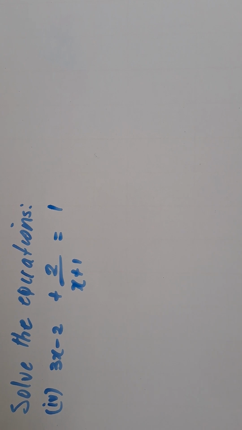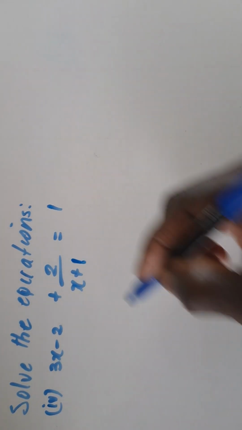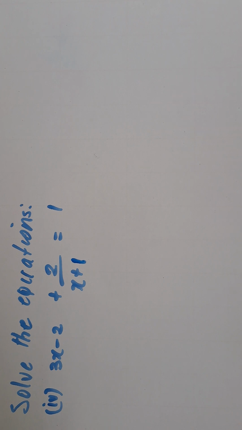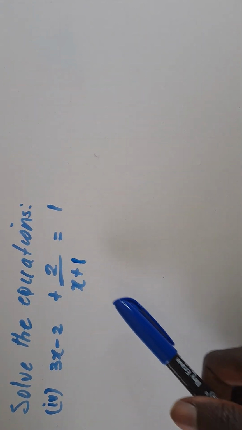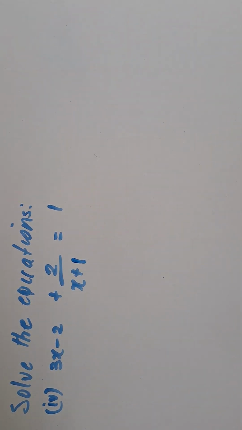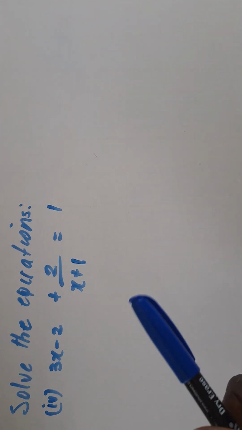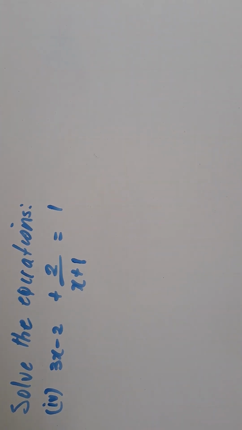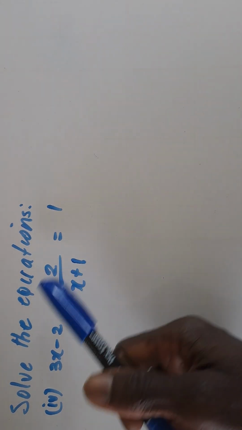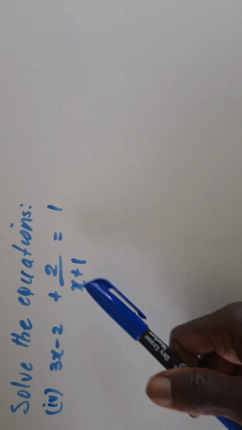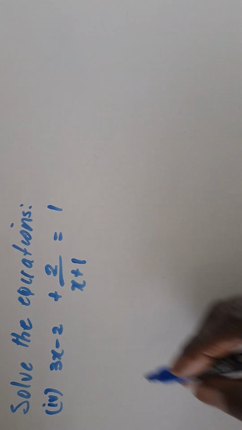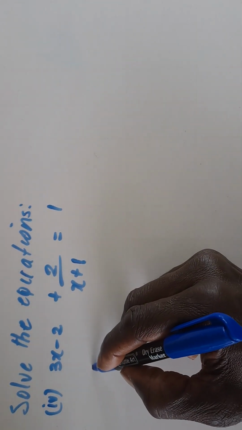Right, here's our final equation. Now on the left we have an expression, and then we have a fractional algebraic expression, and then we have a whole number on the right. We need to form one fraction on the left to make this a lot easier to manipulate. So we'll combine these two, this fraction and this expression, as one by doing this.